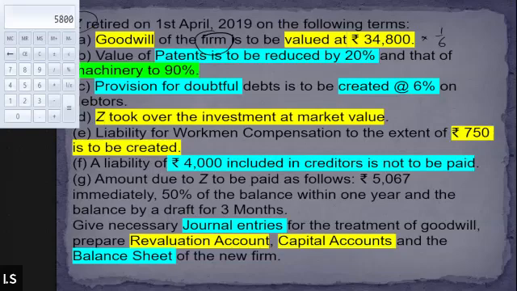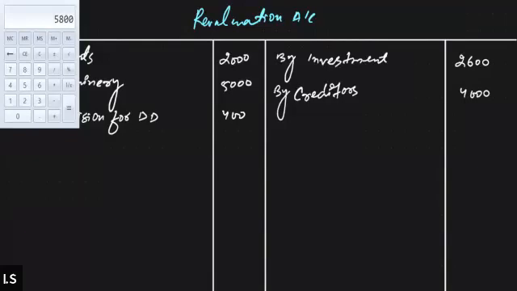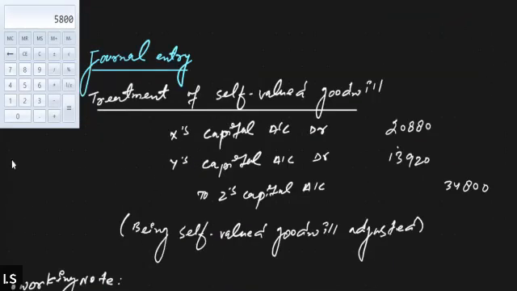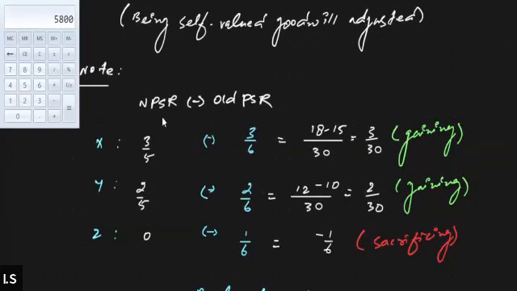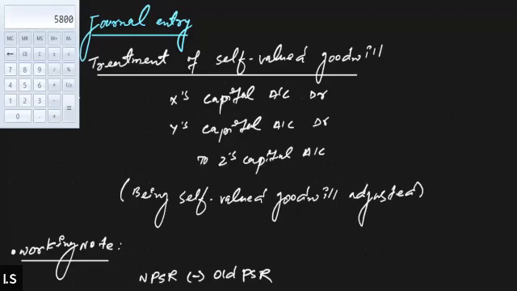5,800, and let me just make the correction. Instead of distributing 34,800, we should actually distribute 5,800 only. So 5,800 into the gaining and sacrificing share. So gaining share for X is 3 by 30. 3 by 30. So this will be 5,800 into 3 divided by 30. We will get 580.